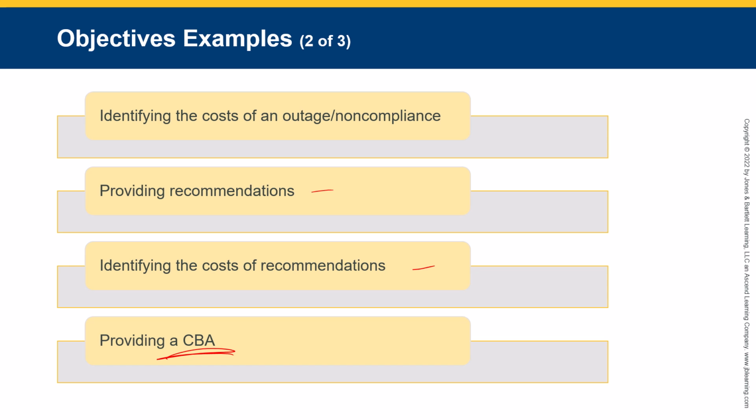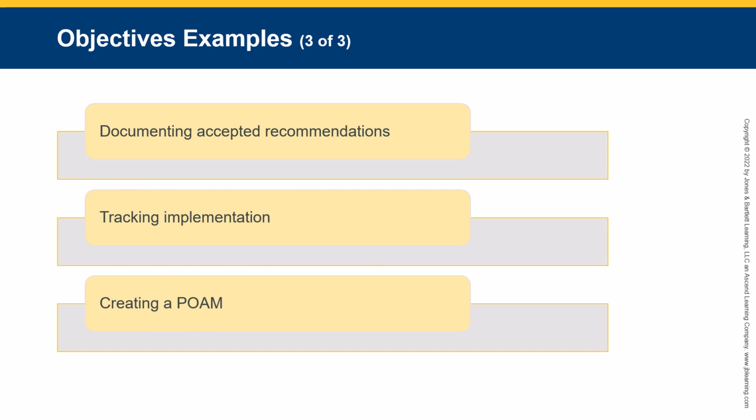Other objective examples are things like the documentation, the tracking, and the creating of the action and milestones. People don't like to look at this as a project, but if you're familiar with project management, there are going to be lots of similarities. A risk management plan is a big project. Actually, there is a specialty in project management for risk managers.